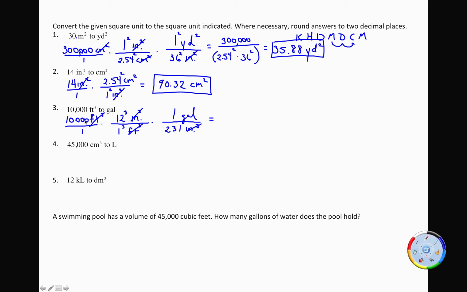10,000 times 12 cubed divided by 231 gives 74,805. I get 1948, so we're going to say 0.19 gallons.